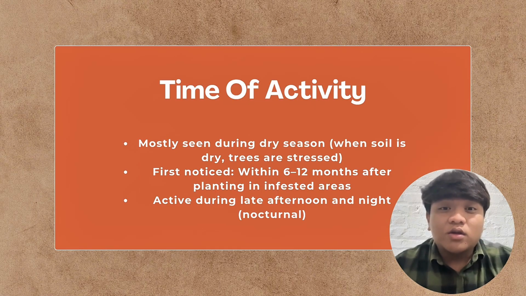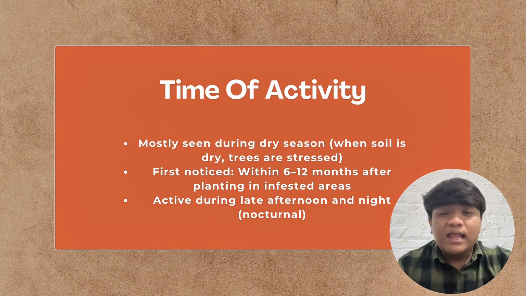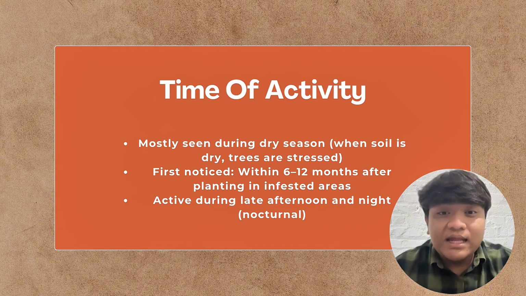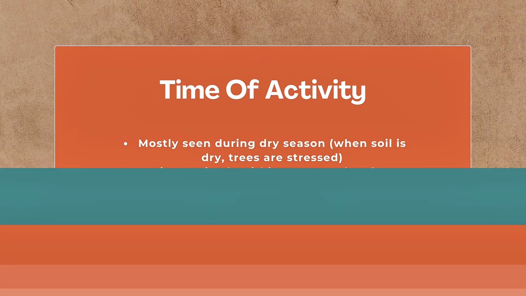They are also nocturnal insects, foraging mostly during the late afternoon and night to avoid the heat and predators. In infested zones, activity can be detected as early as 6 to 12 months after planting, especially if no preventative measures were taken. Regular inspection during these periods is crucial.